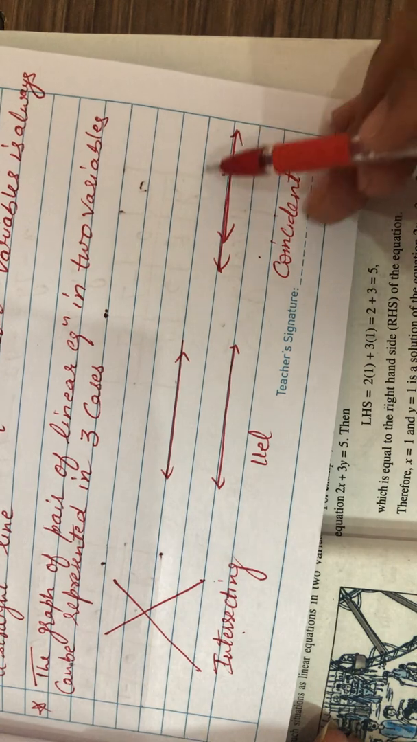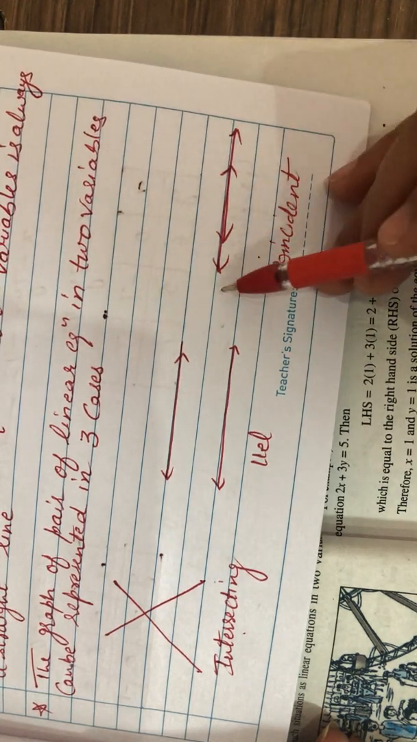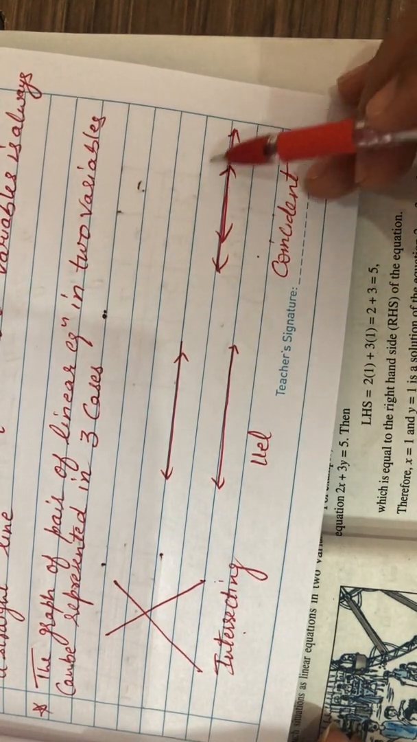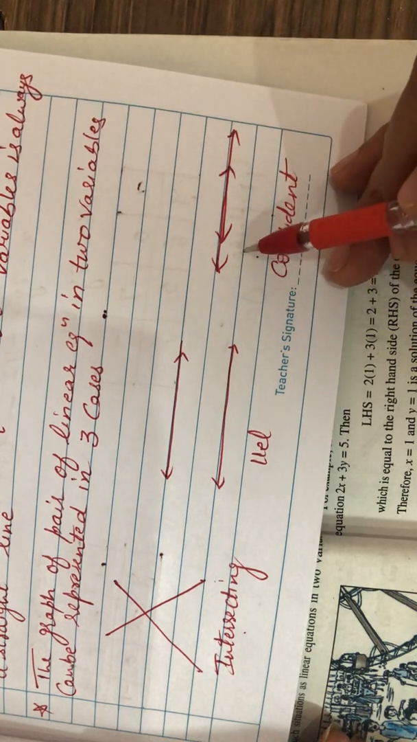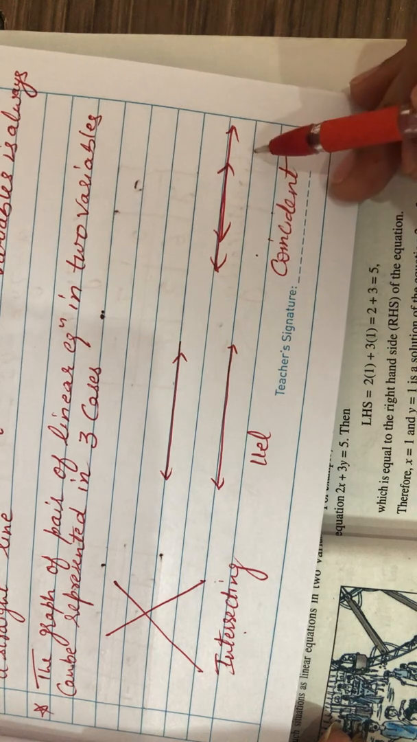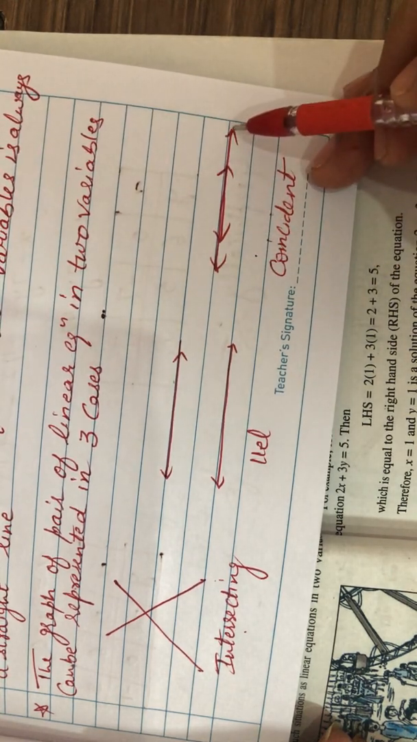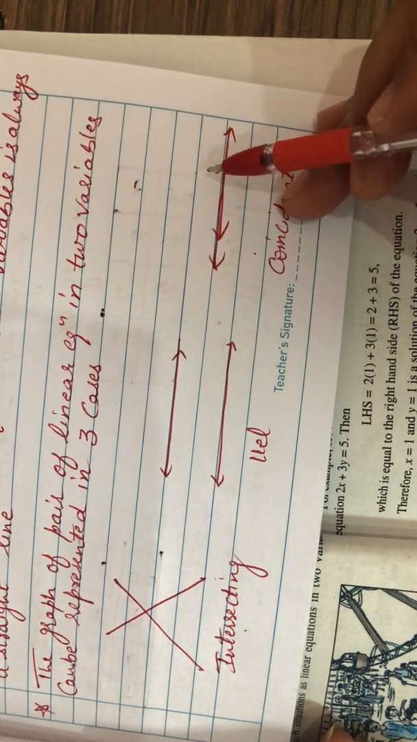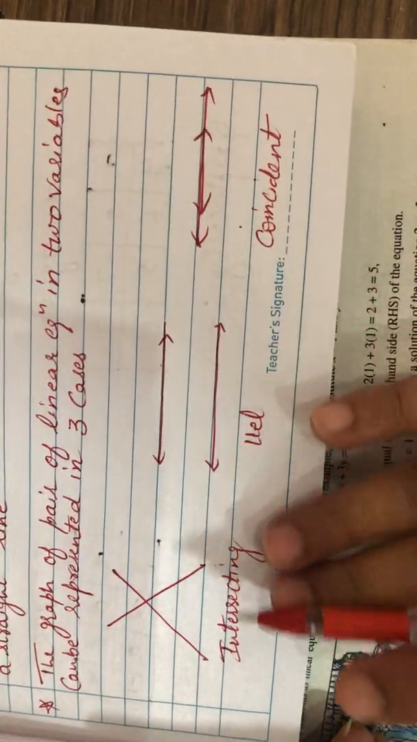So this is the third case. We can get the graph in this form also, coincident. When the equations are coincident, we get the graph in this form. So all the solutions of the first equation will be the solutions of the second equation, right?